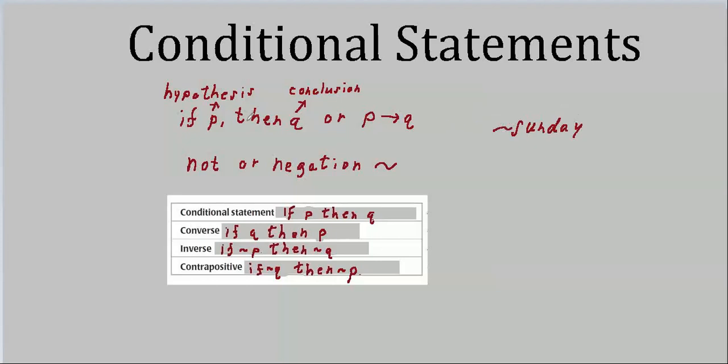So, one of the first things we can do with a conditional statement is scramble it. We start out with the standard conditional. If P, then Q. That's simple enough. What would be the converse of that? Well, just flip them around. The conclusion becomes the hypothesis. The hypothesis becomes the conclusion. If it's Sunday, then it's Monday. You can switch it around to, if it is Monday, then yesterday was Sunday.